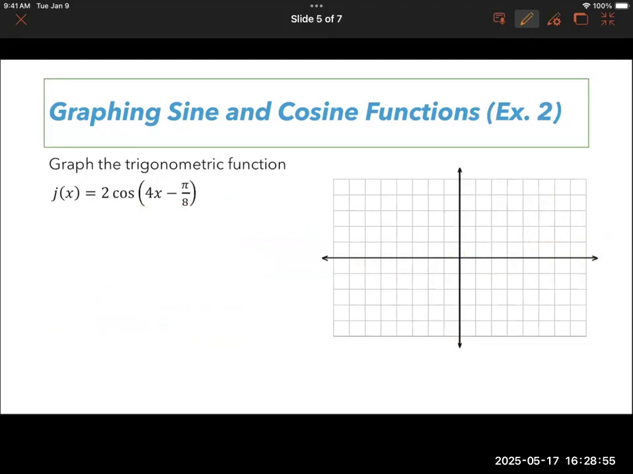All right, let's take a look at another sine cosine example here for a second. So here we're looking at graphing the trig function j of x equals 2 cosine of 4x minus pi over 8.